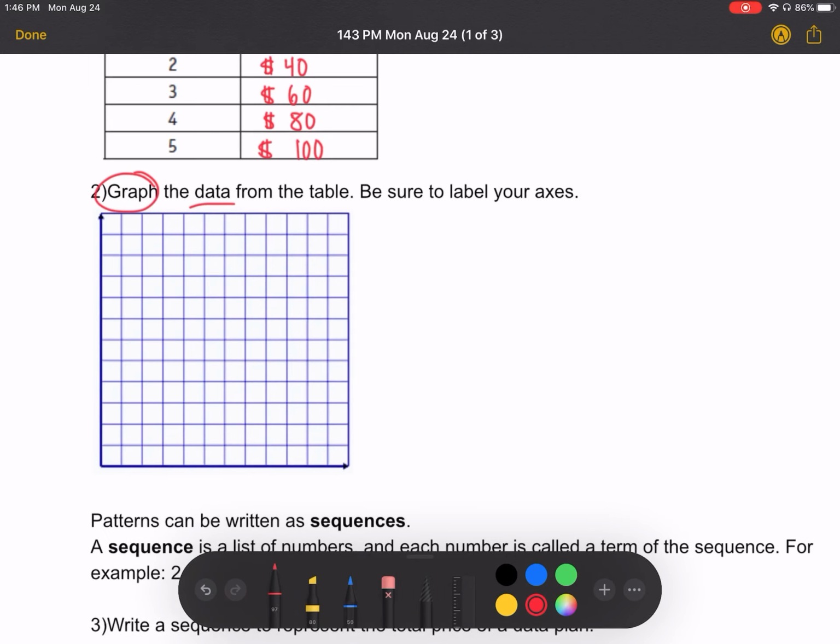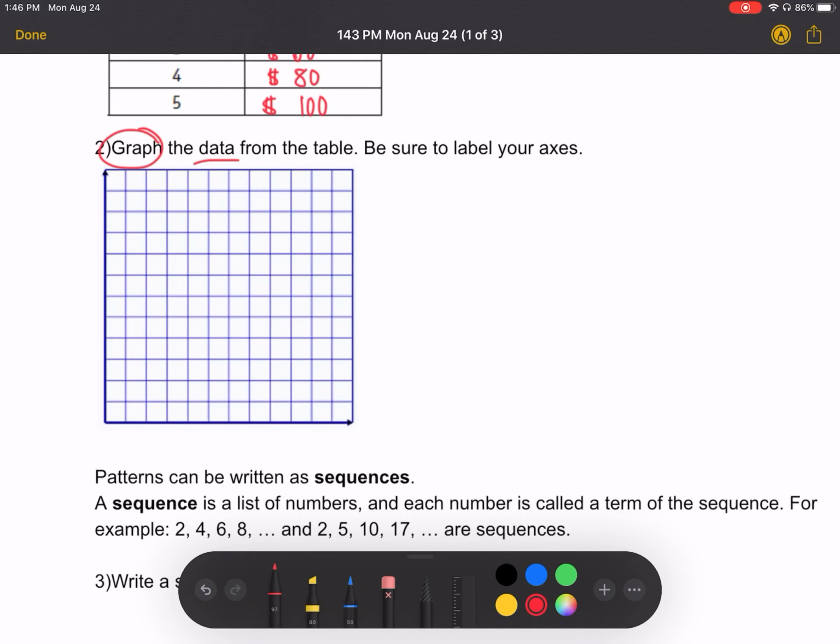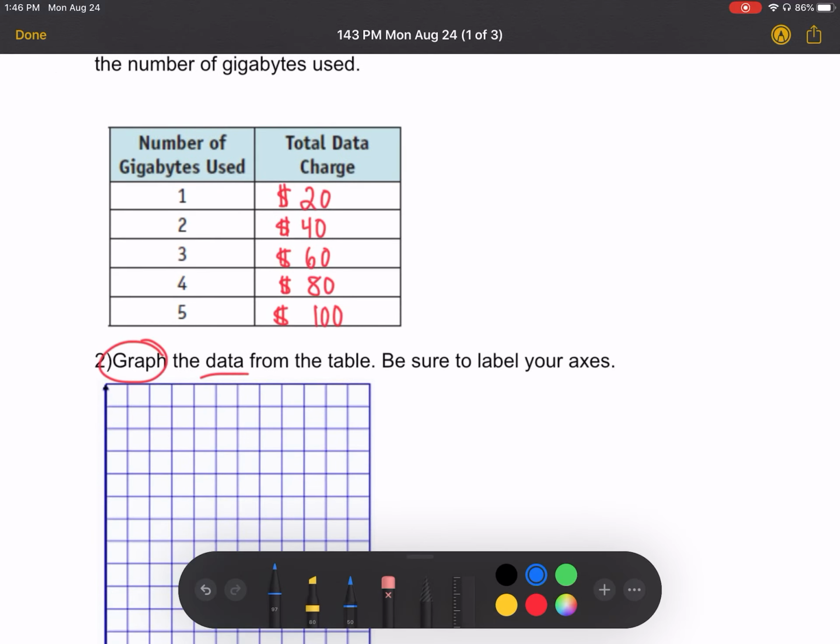So if we're going to graph that, this is a blank graph, so we have a couple of things that we need to do. We need to, first of all, define what our different axes are going to be. If we're looking here, our x is going to be the number of gigabytes used, and our y is going to be the total data charge.